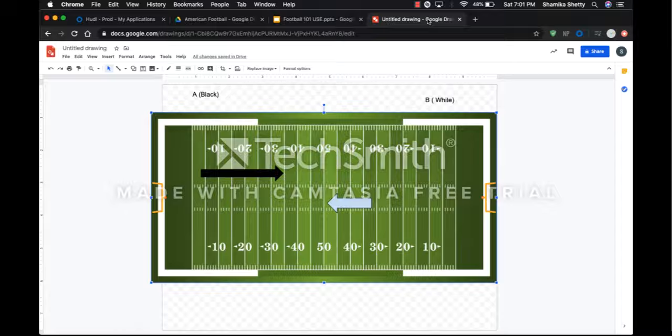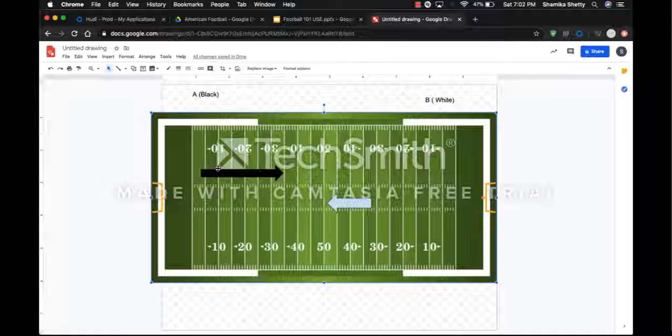Kickoff starts from a fixed yard line, that is minus 40. Let's take our example. Suppose we have team A with black jerseys, starting from the left hand side going towards the right hand side, and team B, the team with the white jerseys, starting from the right hand side going towards the left hand side.